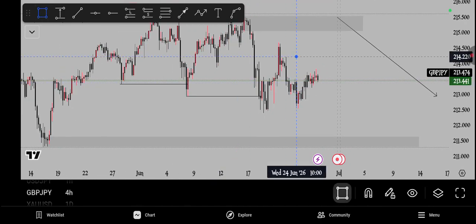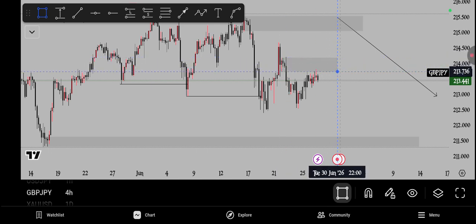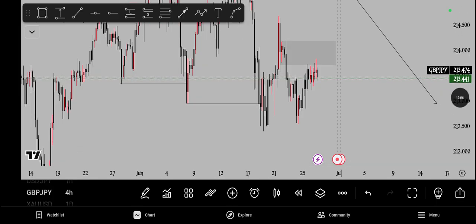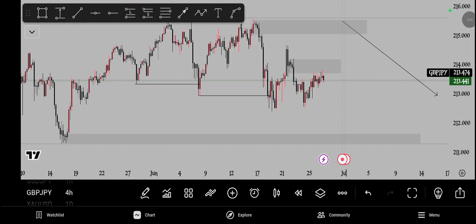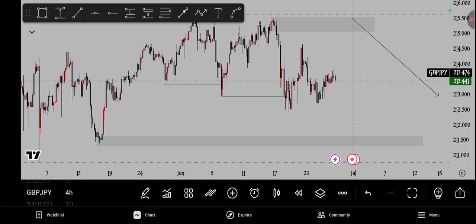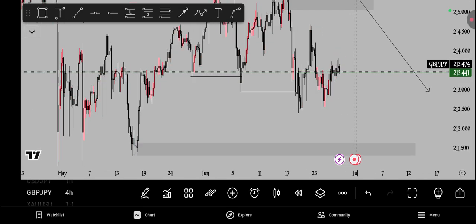This supply is without structure here, so it's not valid to me. This supply here, there was no break of structure solidifying this supply, so we'll leave it at that. Either this structure or this structure. So these are the two zones we'll be looking at on GBP JPY.